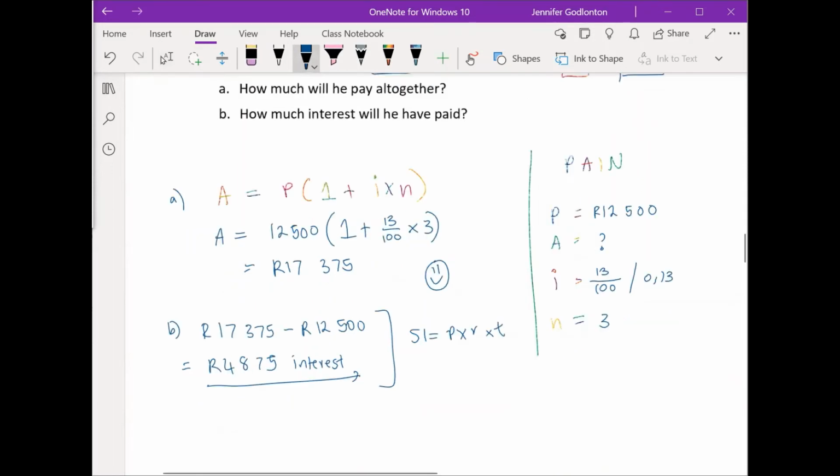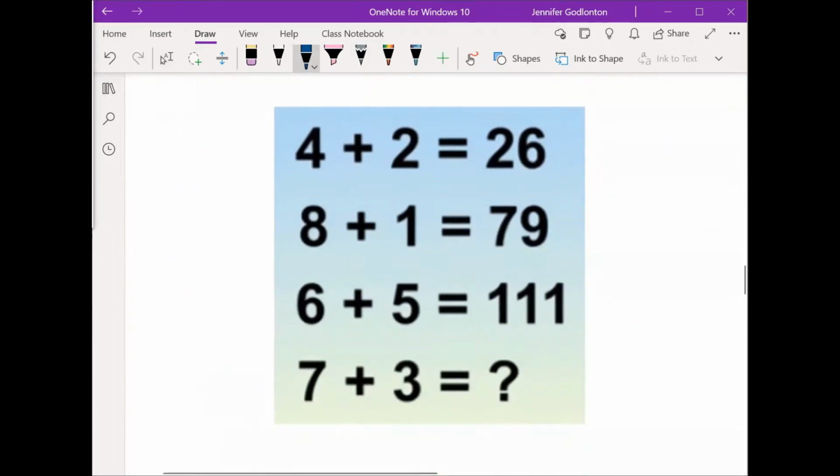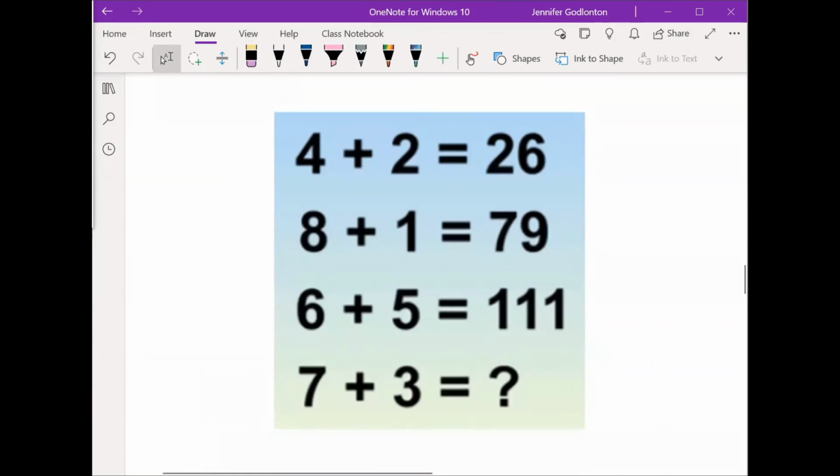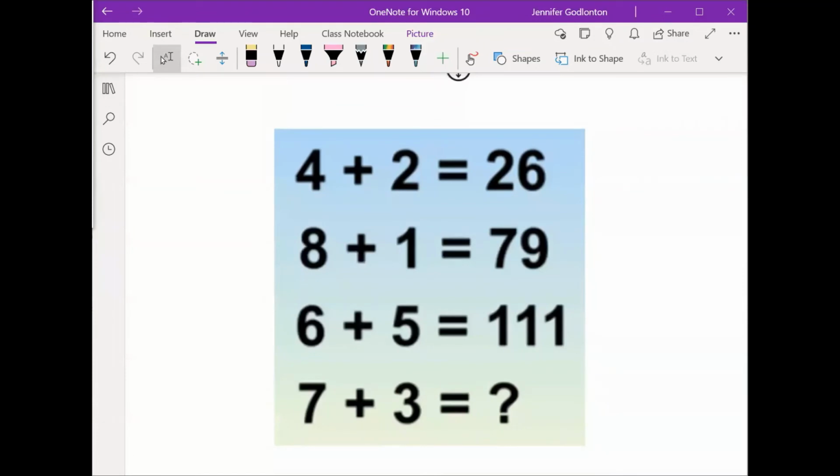Okay, cool. Let's see who manages to figure this one out. My hint to you is you have to look at the relationship between the two numbers, and something about the relationship will give you that number, and something about the relationship will give you that number. That's my hint.